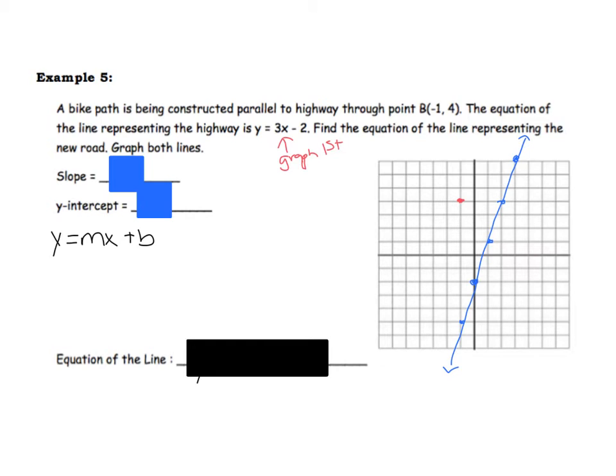All right, next example. A bike path is being constructed parallel, keyword, parallel, to a highway through point -1,4. The equation of the line representing the highway is y equals 3x minus 2. Find the equation of the line representing the new road. Graph both lines. So we need to see if we have this line graphed already, which is y equals 3x minus 2. So notice that's probably what we want to make sure we do first.